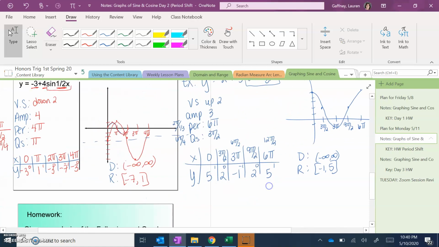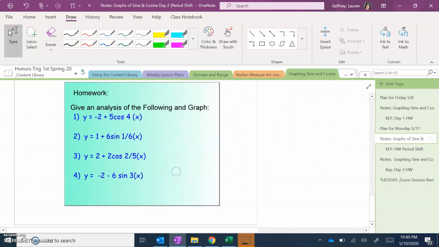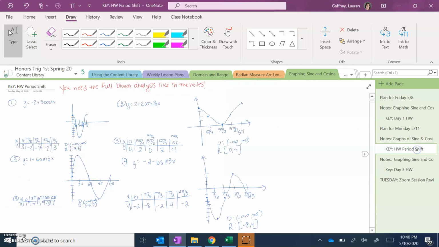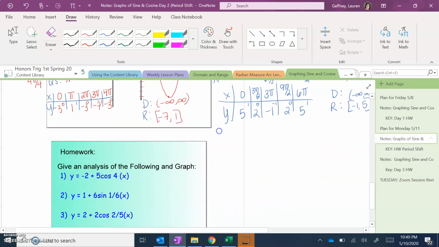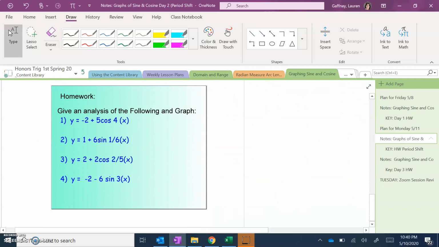Okay, now the 4 homework problems that go along with this are listed below. Now in the key, I don't have the full analysis. I really just have the table, domain, and range, and the graph, so you can see what that looks like. You should have the full-blown analysis like I just did in the notes here with all of the pieces listed for these 4. Okay, in the next video, I will talk about horizontal shifts.